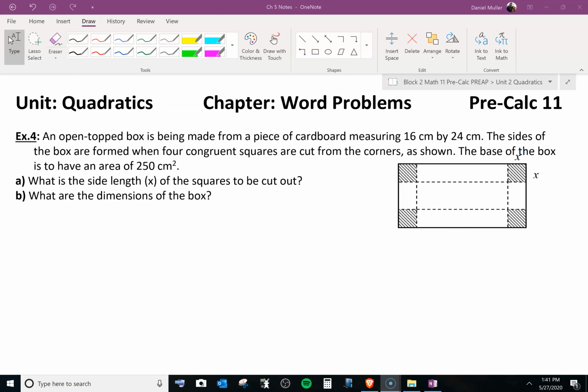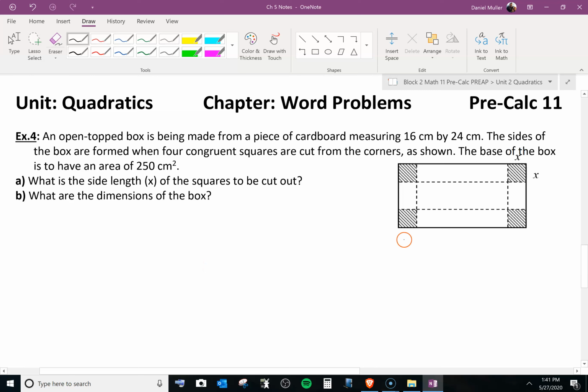All right, now this is the last example. We're still in quadratics, so we're still with the equations that have x squared. And so we're doing some word problems or application questions. And this is an open-topped box, and it's being made from a piece of cardboard.